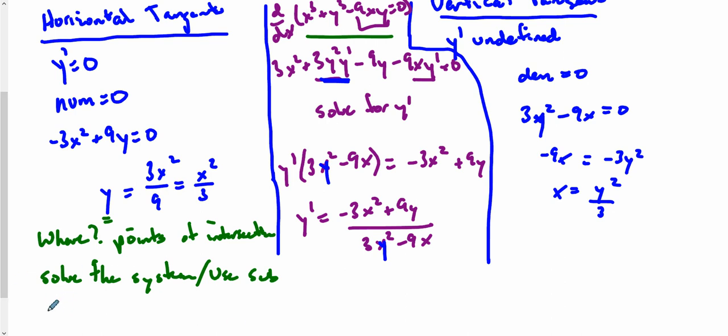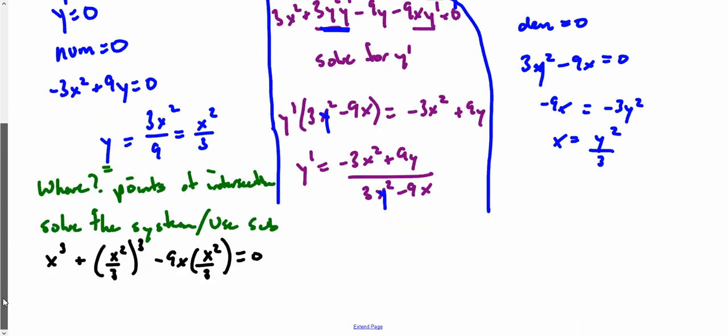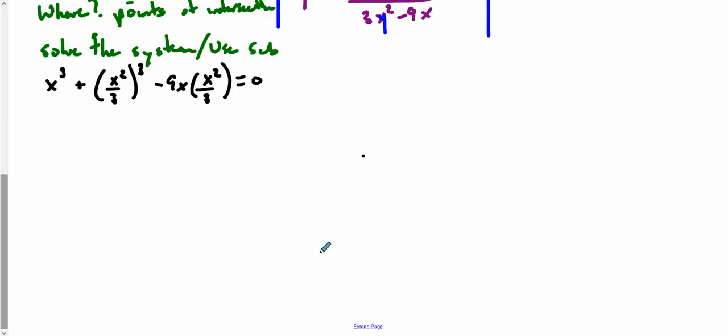I'm going to have x cubed, making sure I plug in everything correctly, plus this quantity, x squared over 3, and we're going to cube it. And then I have minus 9x. I'm going to take this right here, that's x squared over 3, plug that in for that y right there, and set that equal to 0. Now I'm going to do some algebra. We're going to solve this and find out what we get here.